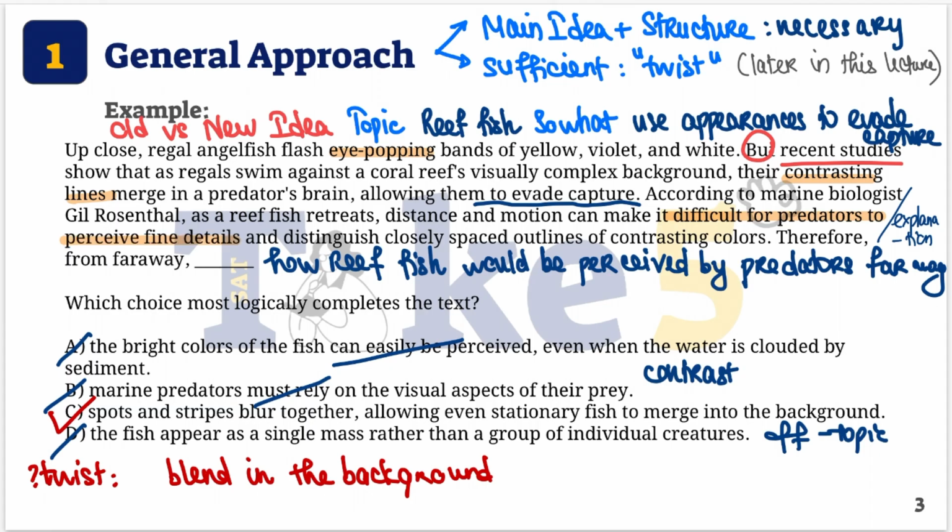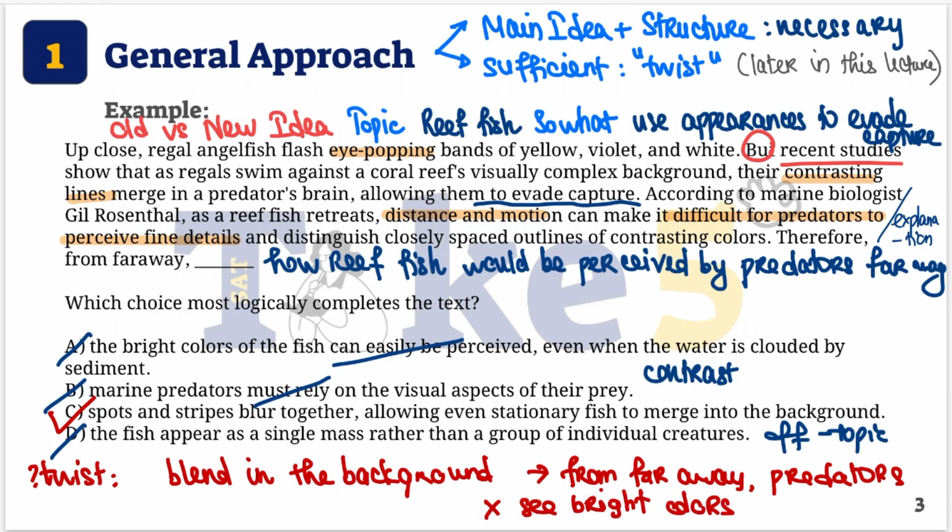predators to distinguish. In simple words, their colorful appearance helps them blend in the background. Scientifically speaking, we also know that this will be hard for predators to see them from a distance or with movement. Given the summary, we can conclude that from far away, predators have a hard time seeing brightly colored reef fish because they blend in with the background, which is essentially what answer C is after paraphrasing. That seems too obvious, but well, that's the point.